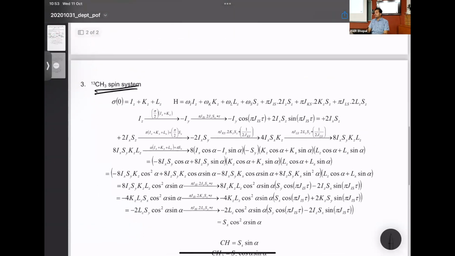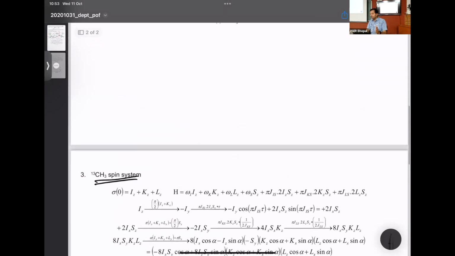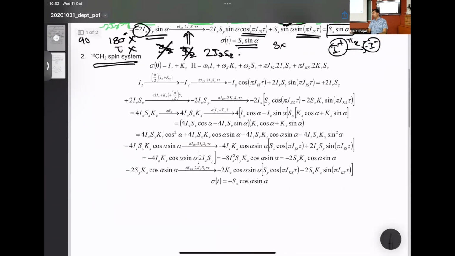The thing only gets longer because the J coupling has to be evolved multiple times. Go back and think about it. Go back to the AX2 system. Otherwise, you just have to calmly sit down and do this.